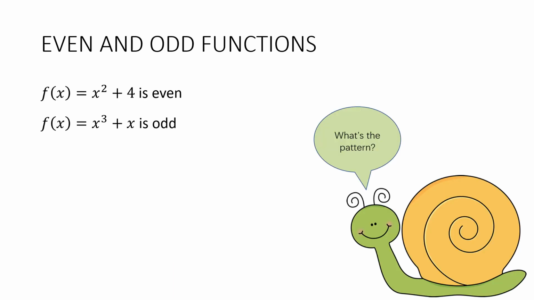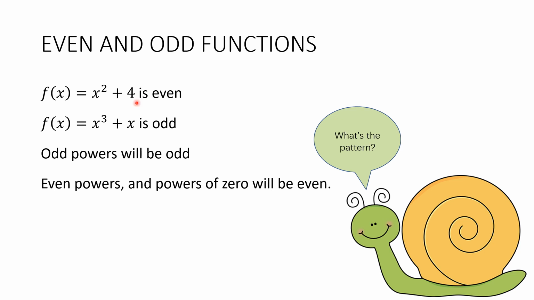Okay, did you notice a pattern there? f of x equals x squared plus 4 is even. f of x equals x cubed plus x is odd. Well, odd powers are going to be odd: x cubed plus x to the power of 1. Even powers, or powers of 0, this is 4x to the 0, will be even.